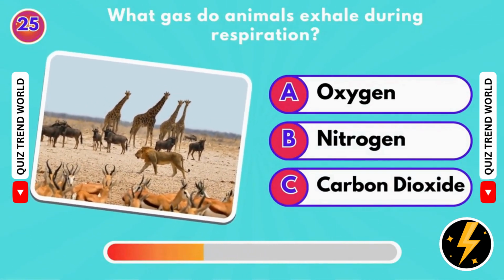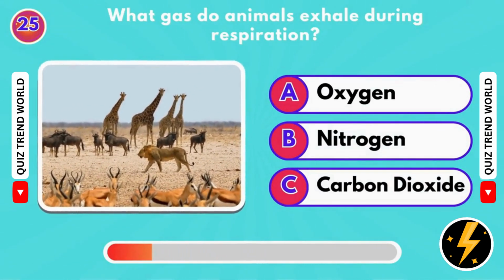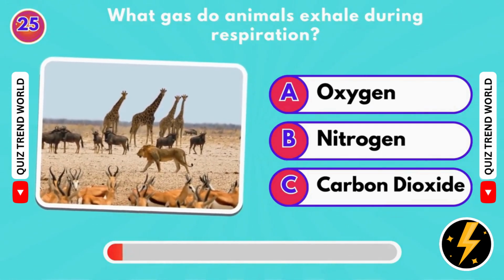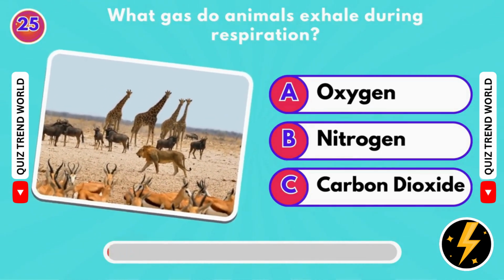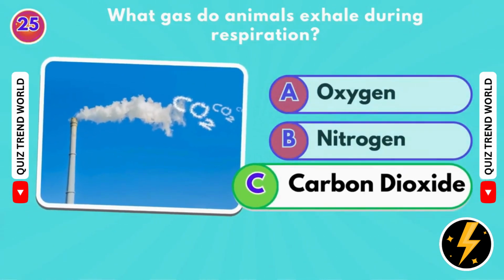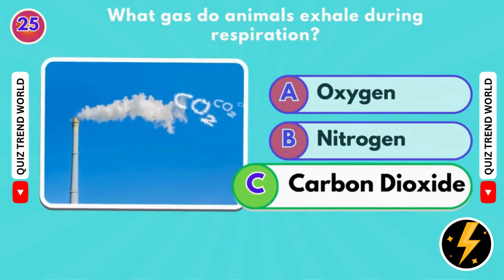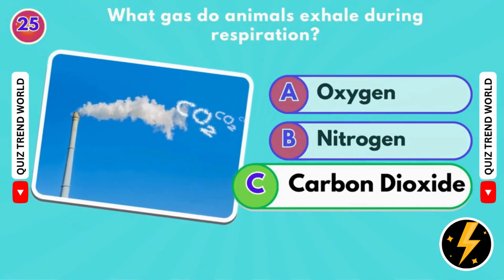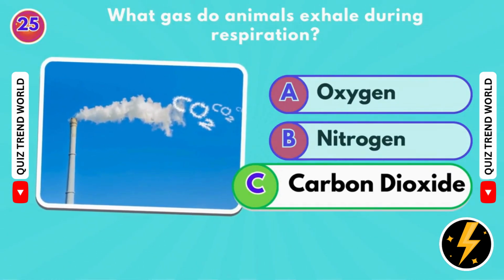What gas do animals exhale during respiration? Oxygen, nitrogen, or carbon dioxide? Carbon dioxide. When an animal breathes, it takes in oxygen gas and releases carbon dioxide gas into the atmosphere.